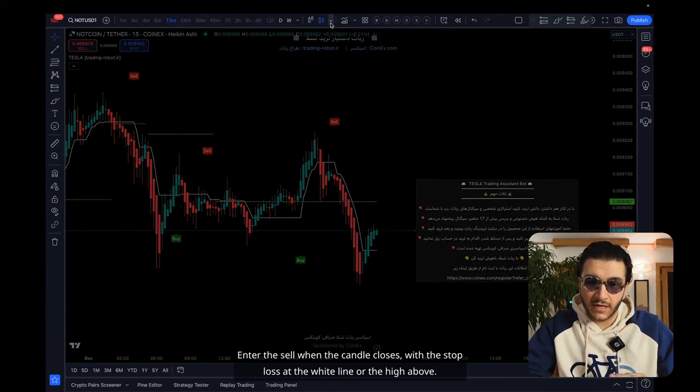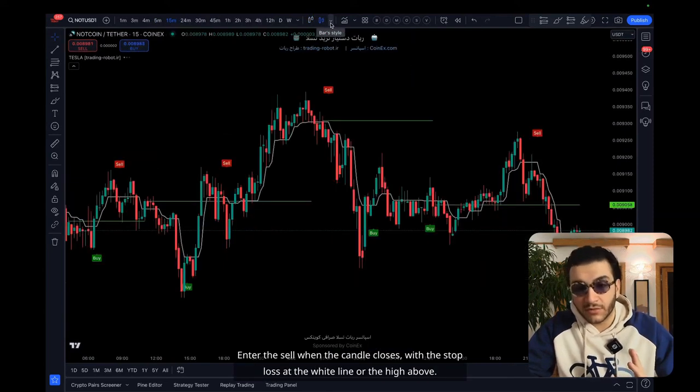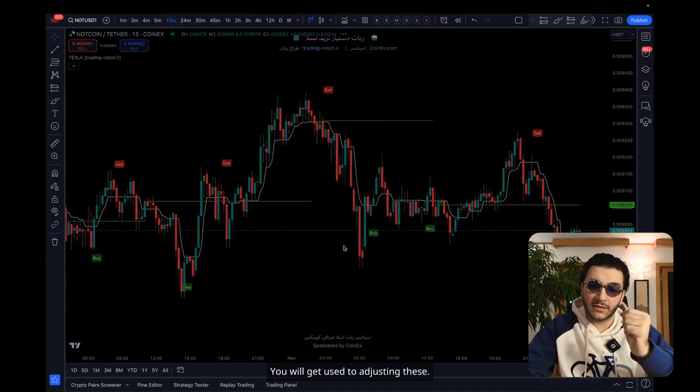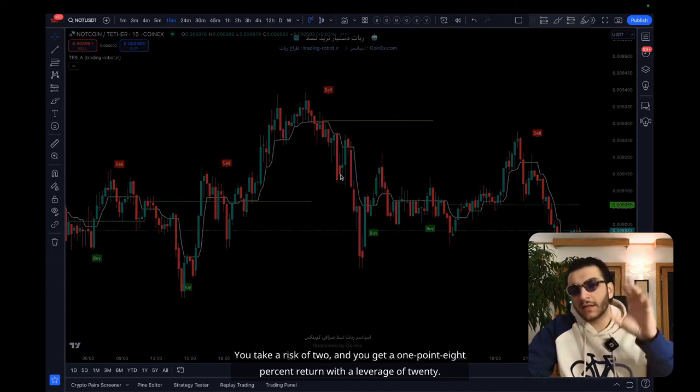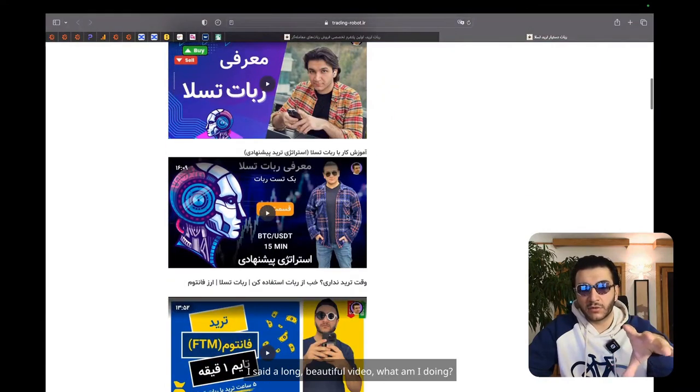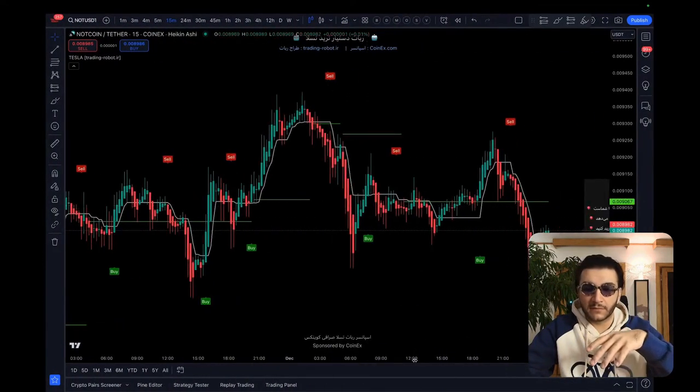Enter the sell when the candle closes, with the stop loss at the white line or the high above. The white line is a good spot. The distance is reasonable. You will get used to adjusting these. You take a risk of 2, and you get a 1.8% return with a leverage of 20. I said a long beautiful video, what am I doing?